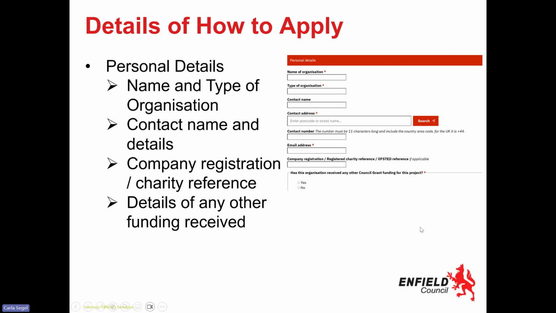The company registration and charity details or Ofsted number, if applicable, and details of any other funding received. That could be funding from Enfield Council or from a different organisation or a different charity or group. Please make sure you enter this information. It is something that will be considered. It doesn't mean you're not eligible, but we need to understand how the total project is going to be funded.